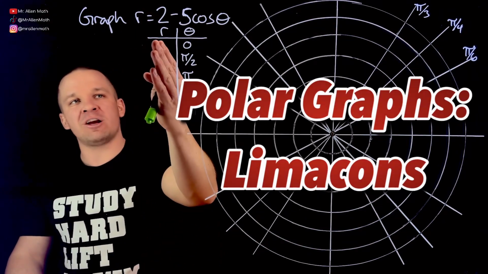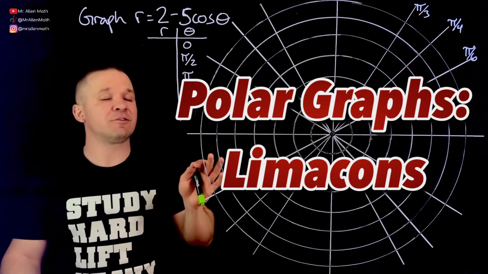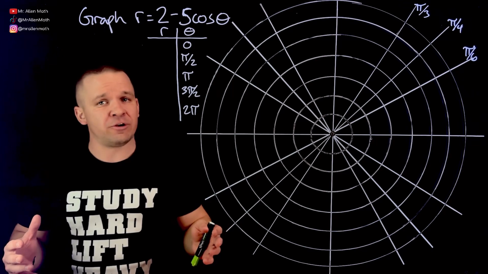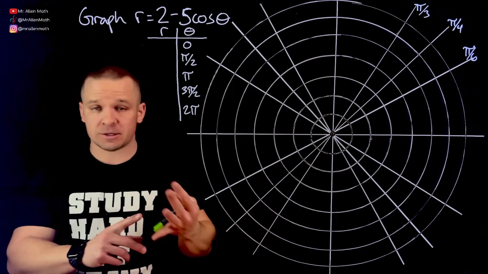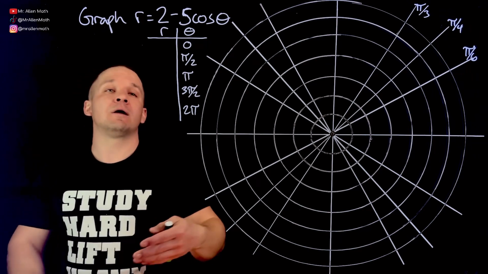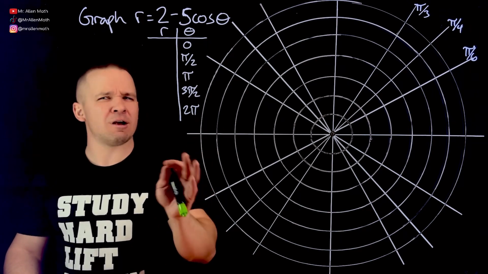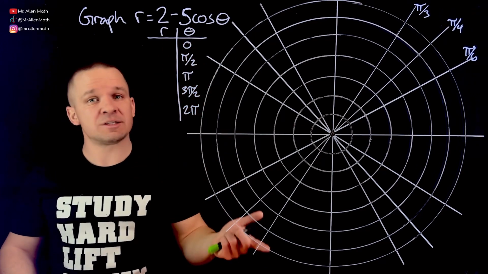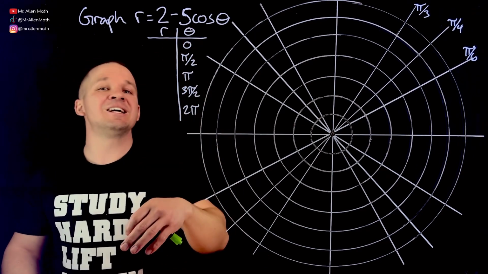We're going to graph r equals 2 minus 5 cosine theta in this video. Now, the first thing I like to do when graphing in polar is figure out what kind of graph I'm dealing with, right? Is it a circle, a rose? Is it a cardioid, maybe a limacon? I'm dealing with a limacon in this one here. How did I know? Well, these two numbers are different. If they were the same, it's a cardioid. When they're different like this, it's a limacon.